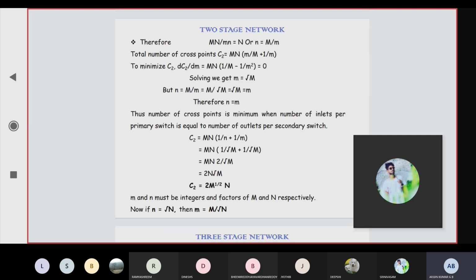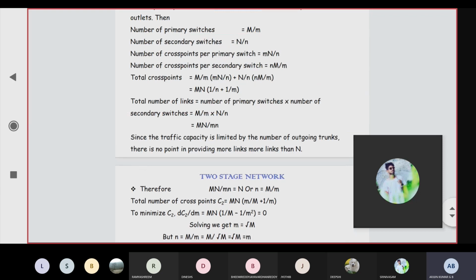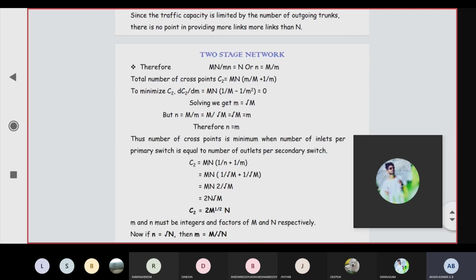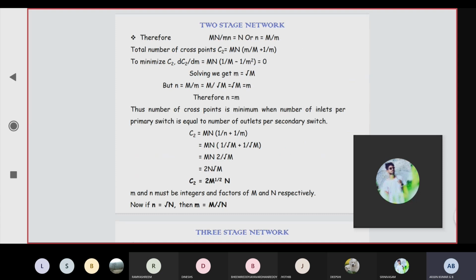Again, similarly for crosspoint C2. C2 is equal to what? C2 is equal to mn into (1 by small n plus 1 by small m), right? You substitute n is equal to m, or you can write it as the square root of m also. I'm writing n is equal to m, then m is equal to the square root of m. That's why I wrote 1 by square root of m plus 1 by square root of m. Then we'll get mn divided by 2 root m.